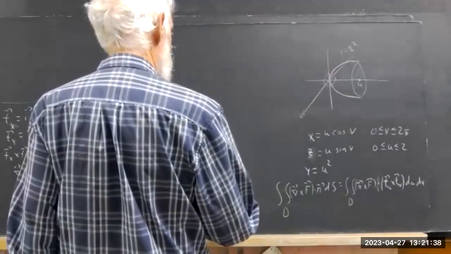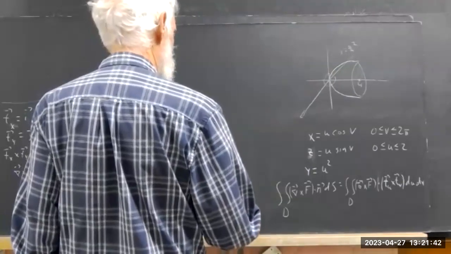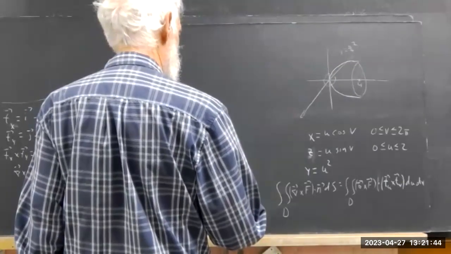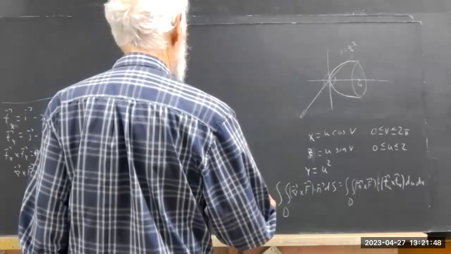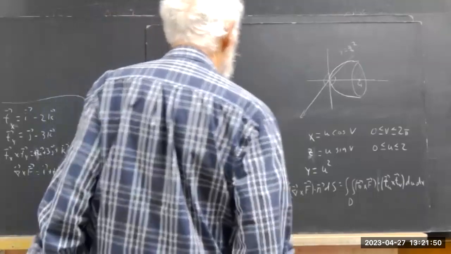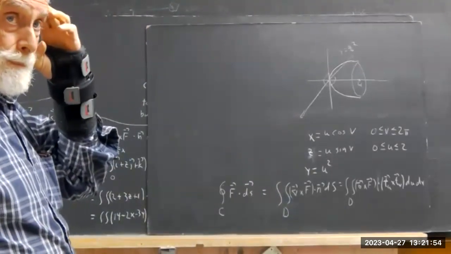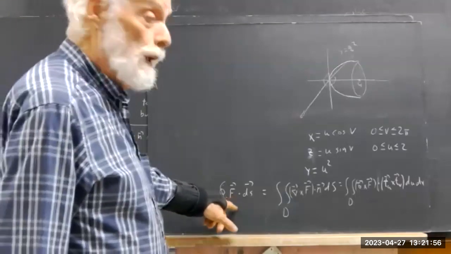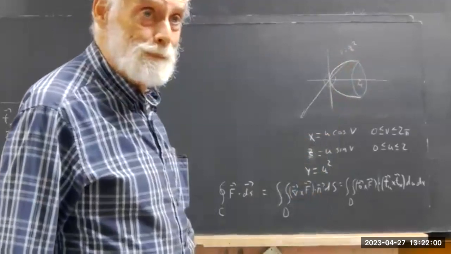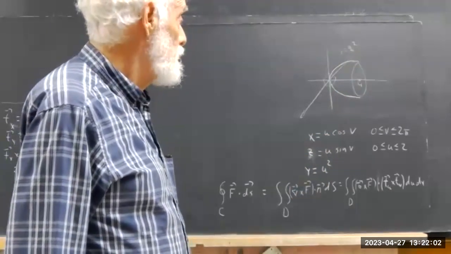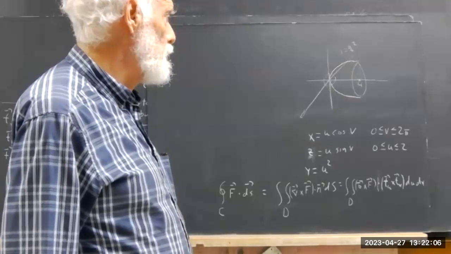But of course, this is equal to the integral over the curve of F dot dx. Well, we parameterize the curve here. It's just a circle of radius 2. Here I got y equals z squared.